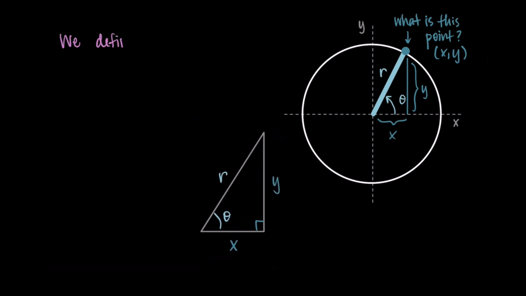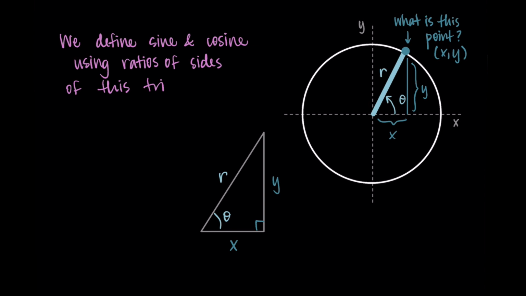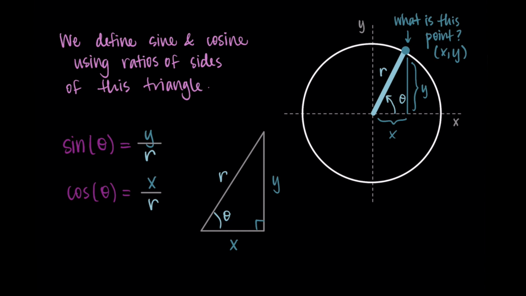So given that we're trying to create functions that help us determine the x and y, we're going to define sine and cosine using ratios of sides of this particular triangle. So we define sine as sine of theta is equal to y divided by r. So the function sine takes in an angle theta, and it tells us the ratio of the sides y over r. Then cosine is going to look similar, so cosine of theta is x divided by r. So cosine takes in an angle theta and outputs the ratio of the sides x over r.